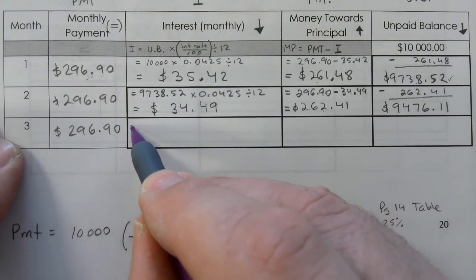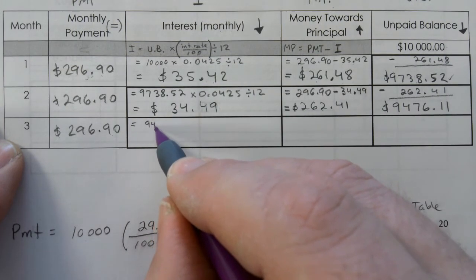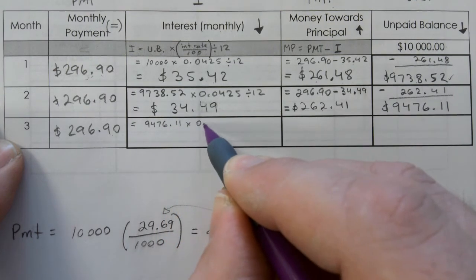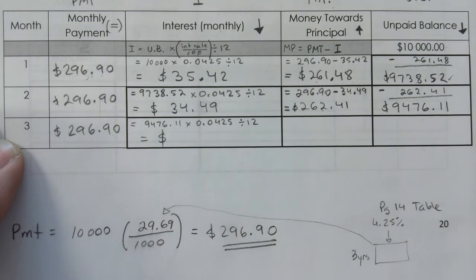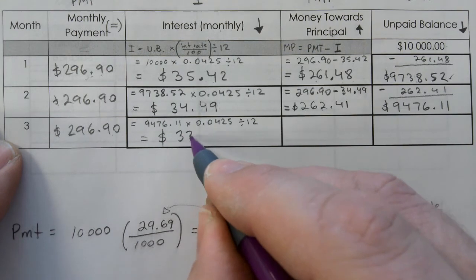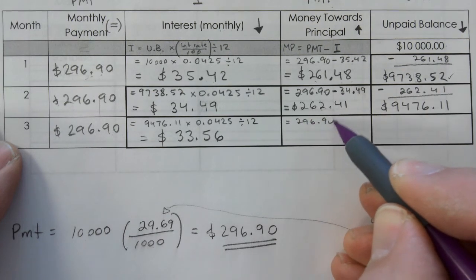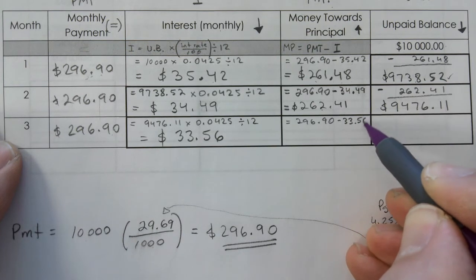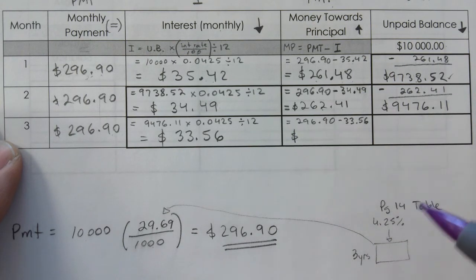So let's do one more month here. I take the unpaid balance, which is now 94.76.11, and I still multiply it by 0.425, and I still divide it by 12. That is 33.56, which means that this is 296.90. And you don't need to show this work later on when you fill these in, like on a test or whatever. Just type in the number, and away you go.